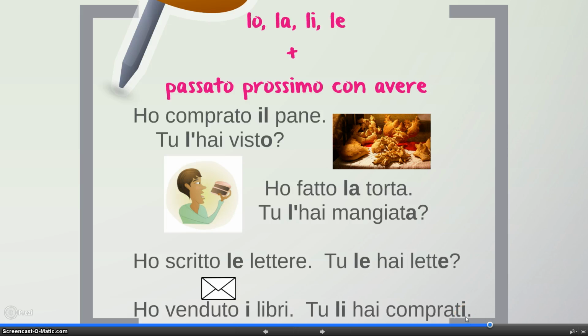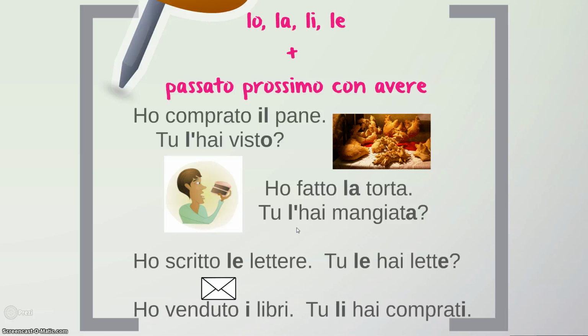So comprato becomes comprati. And remember, you don't have to do this every time you form the passato prossimo with avere, only when you're using the pronoun before the verb avere. As you can see, ho comprato, here the comprato stays singular masculine, as it does here, even though you're referring to la torta. It's only when the pronoun is taking the place of the direct object and it comes before the verb avere.